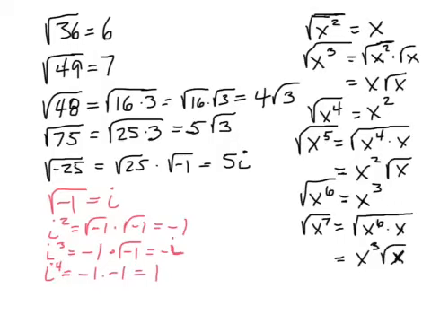i cubed would be this negative 1, which I got from i squared, times another i, which would be the square root of negative 1. So that's negative 1 times i, or negative i. And i to the fourth is the same really as i squared times i squared, which is negative 1 times negative 1, which is equal to 1.